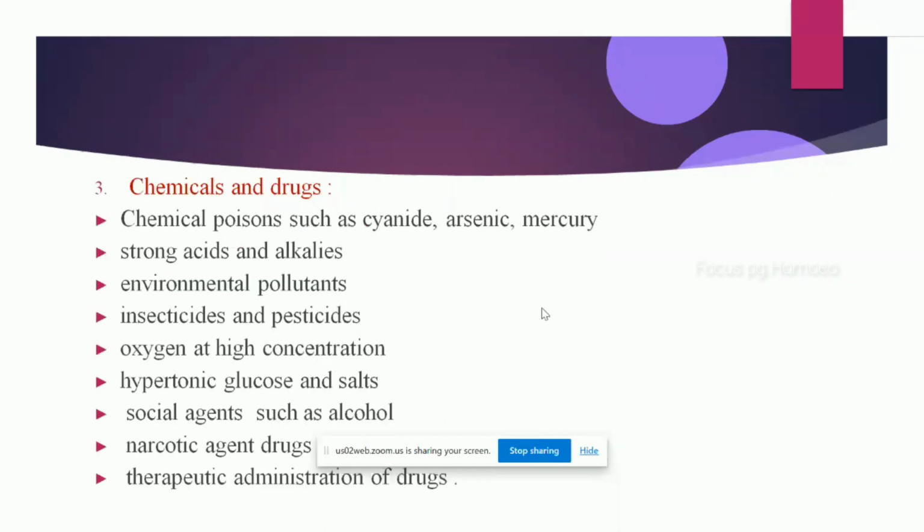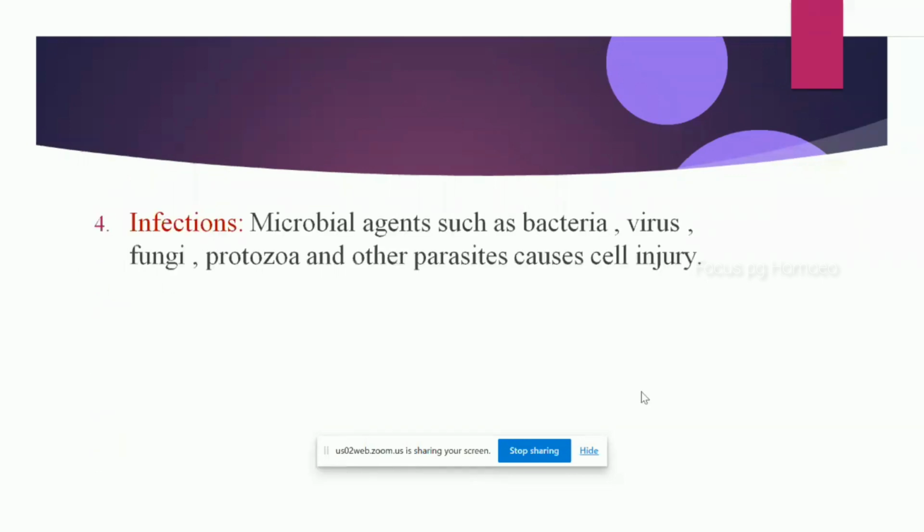The next one is chemicals and drugs. What are chemicals and drugs? First one is chemical poisons such as cyanide, arsenic, mercury. Then strong acids and alkalies. Then environmental pollutants, insecticides and pesticides, oxygen at a high concentration, hypertonic glucose and salts, then social agents such as alcohol, narcotic agents, and therapeutic administration of drugs. These are the chemicals and drugs.